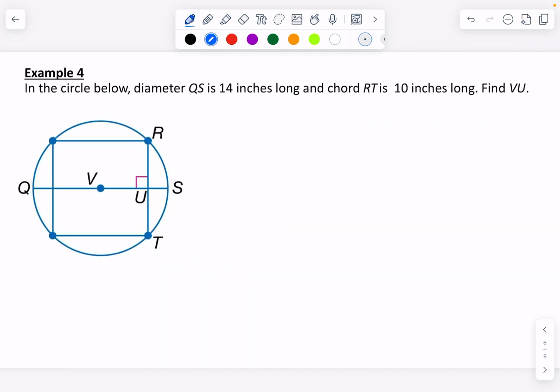Next example. In the circle below, diameter QS is equal to 14 inches long. Chord RT is 10 inches long. Find VU. So I'm looking for this piece right here. I'm going to call that x. Okay, so I have a radius. VS is a radius. And VS is perpendicular to RT. So that means it bisects. Meaning, if RT is equal to 10, RU is equal to 5.